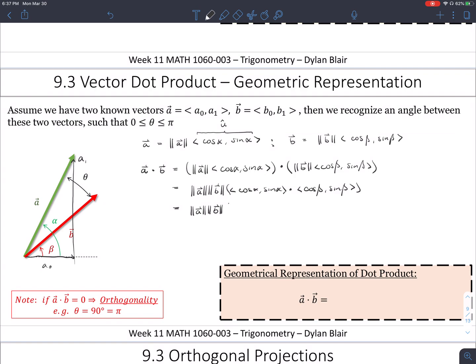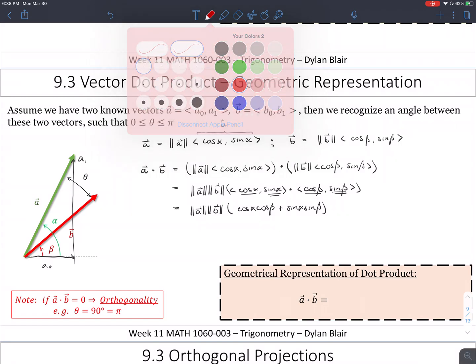Now we are going to multiply component-wise. So first components multiplied by each other, cosine of alpha, cosine of beta, and then we're going to add that to the multiplication of the second components. So plus sine of alpha, sine of beta.